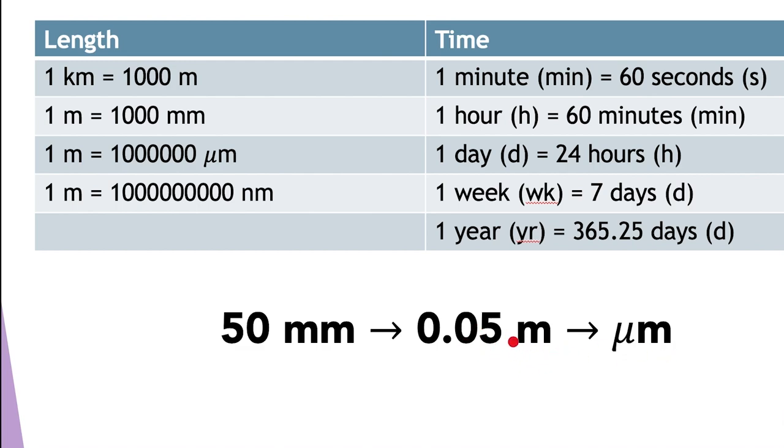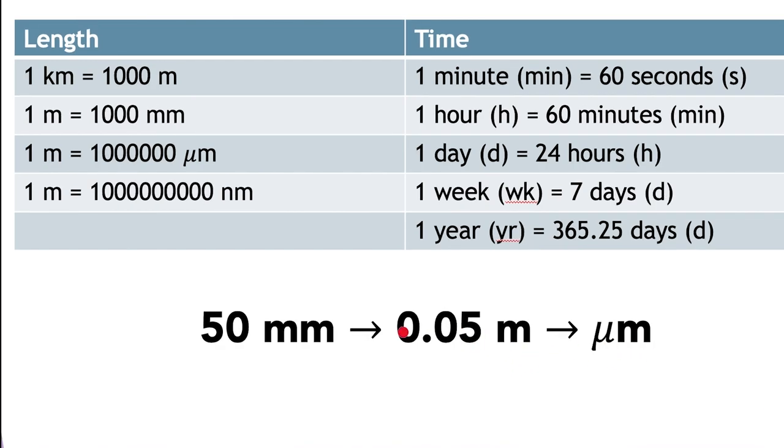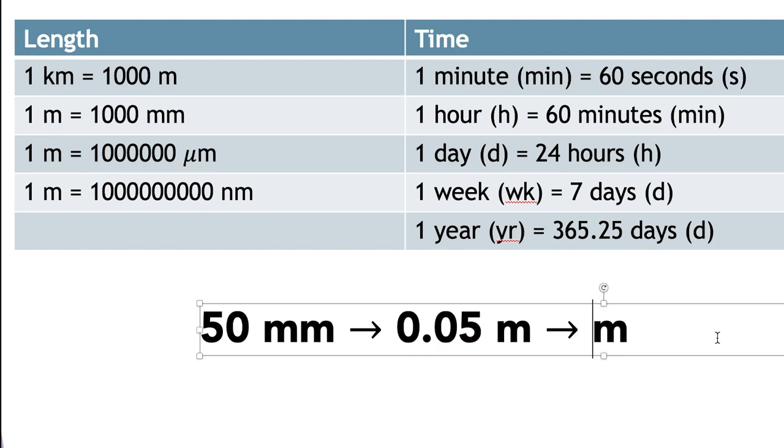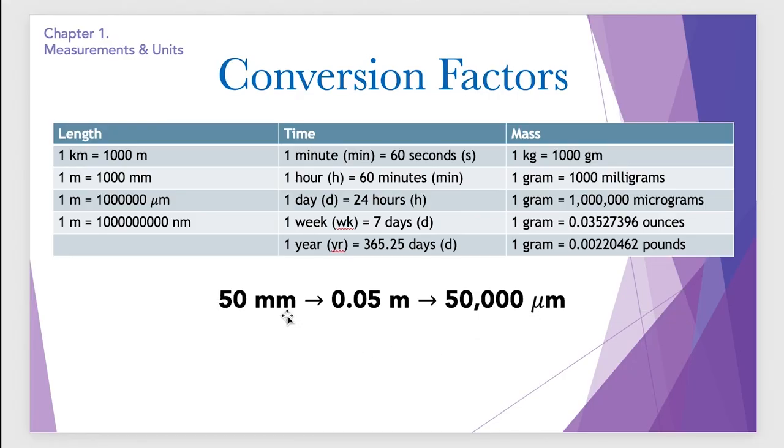Now I'm going to convert these meters into micrometers. The conversion factor for meters and micrometers is that 1 million micrometers are equal to 1 meter. Because I'm converting a bigger unit into a smaller one, I would multiply. Before, millimeters was smaller than meters, so I divided. But now meters is bigger than micrometers, so I'm going to multiply. So 0.05 multiplied by 1 million is equal to 50,000 micrometers. This is how we converted millimeters into micrometers.